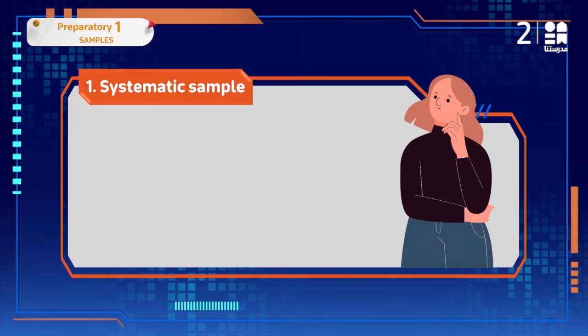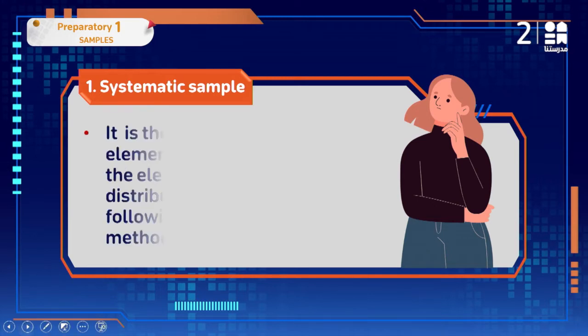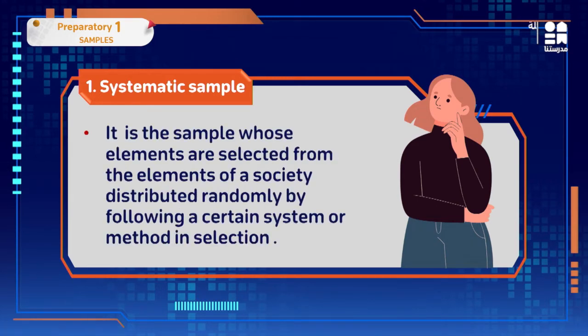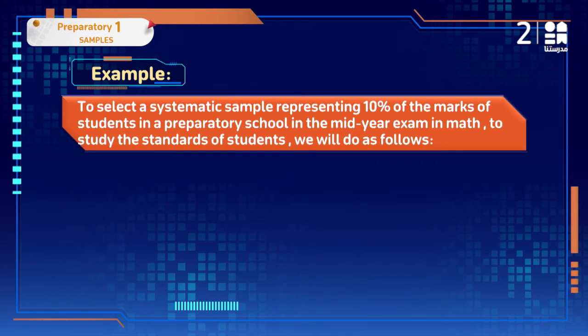Here we are going to talk about the systematic sample. In this sample, the elements are selected from the elements of a society distributed randomly by following a certain system or method in selection. For example, to select a systematic sample representing 10% of the marks of the students in the preparatory school in the mid-year exam in math, to study the standard of the students, we will do as follows.